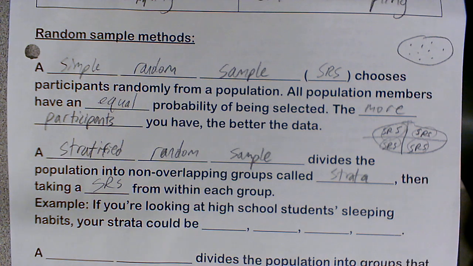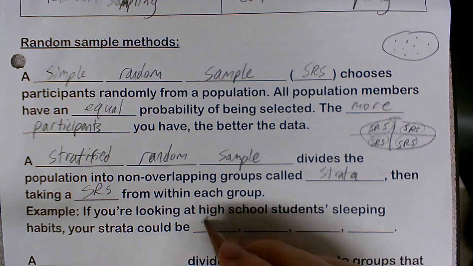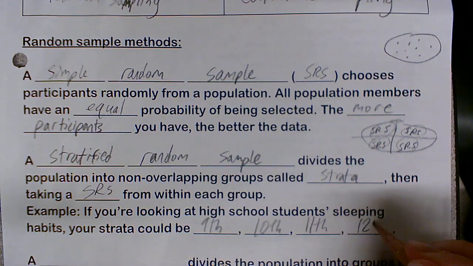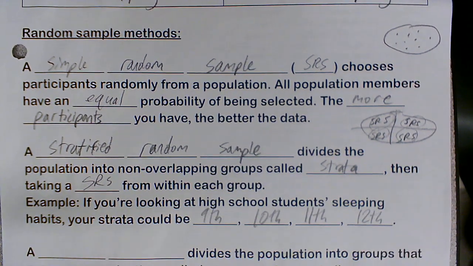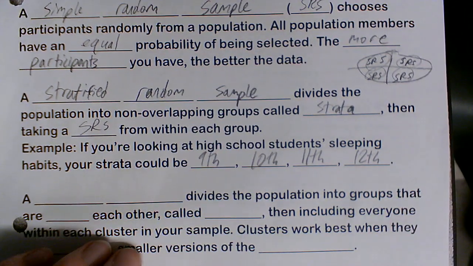A good example of this is if we're trying to survey King William High School, and you're collecting data about how many hours of sleep you get at night, so that you can get an estimate of what percentage of the population is sleeping well. Your strata could be 9th, 10th, 11th, and 12th. Those are 4 non-overlapping groups. And you take a simple random sample from all of them.